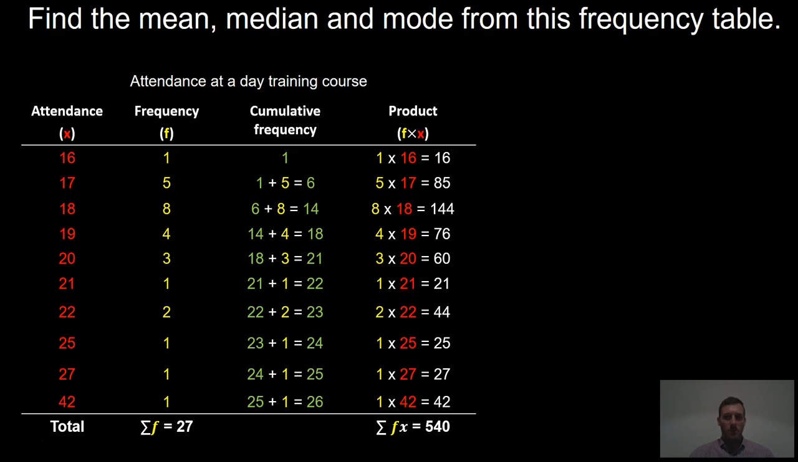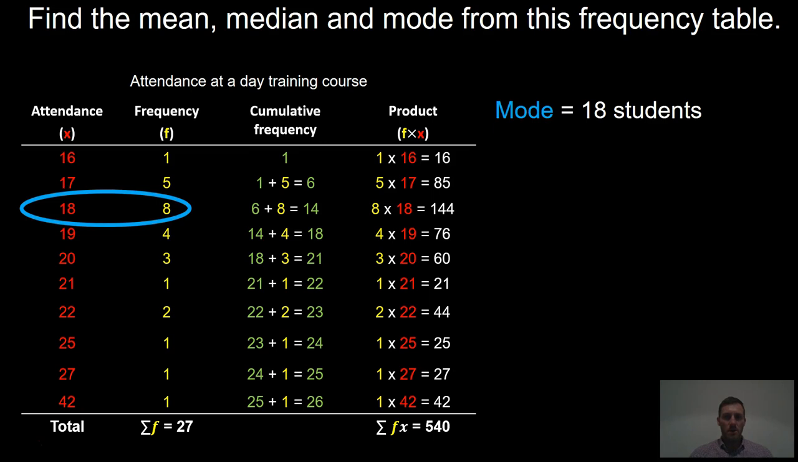I've color-coded these, green and yellow. The other column we need to add is a product column. This tells us the total attendance for each row, and it is obtained by multiplying the frequency column by the attendance number. These are color-coded yellow and red. At the bottom, we add them to find the total attendance from the sample of the day courses.